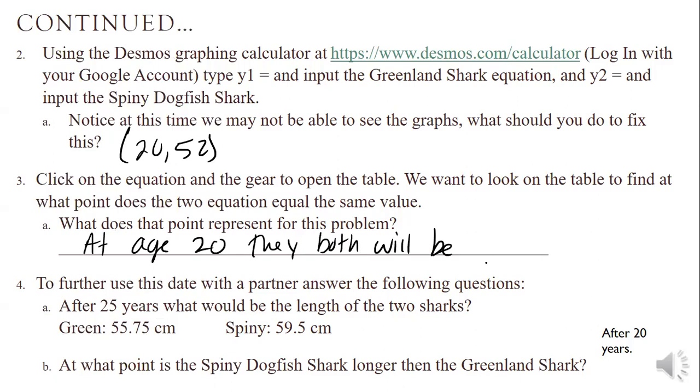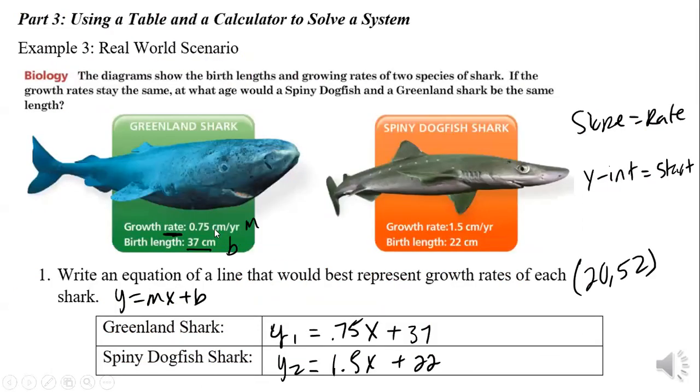Because what does your X represent? How old they are, the age of the shark. 52. Okay, so let's go back to growth rate. I'm glad you pointed that out. So your growth rate is your centimeters per year, right? So centimeters is your Y, year is your X.